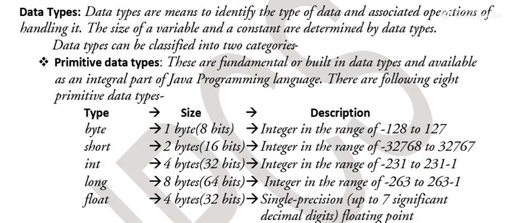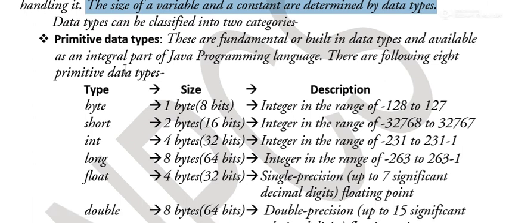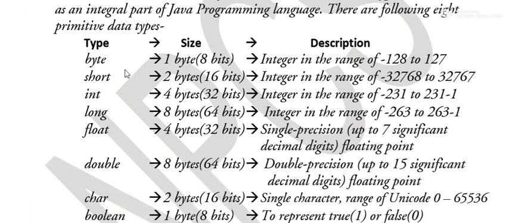Data types. Data types are the means to identify the type of data. As we know, before using any variable, we have to declare the variable, and to declare the variable we need a data type. The size of a variable and a constant is determined by the data type. There are two types of data type, primitive and reference. Primitive data types are already fixed or inbuilt data types. Their sizes are also fixed.